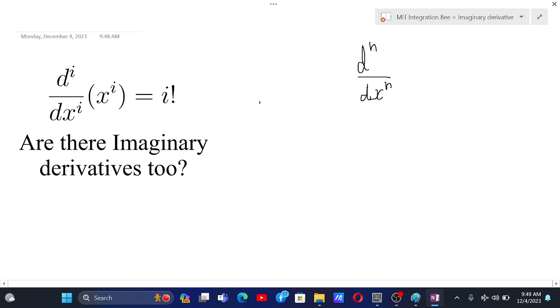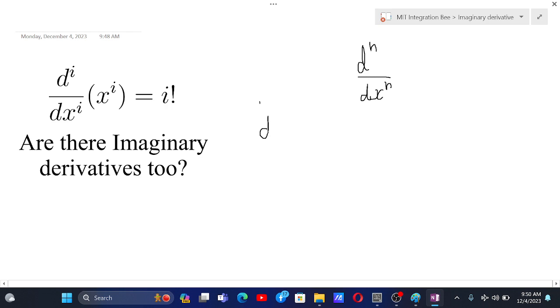There have been times where people just want to extend the domain of n to any real numbers or any complex numbers, and with that pursuit, this idea came into existence. So let me try to show how we calculate such imaginary derivatives.